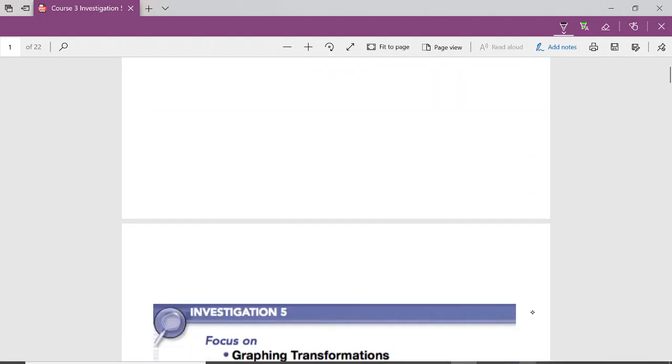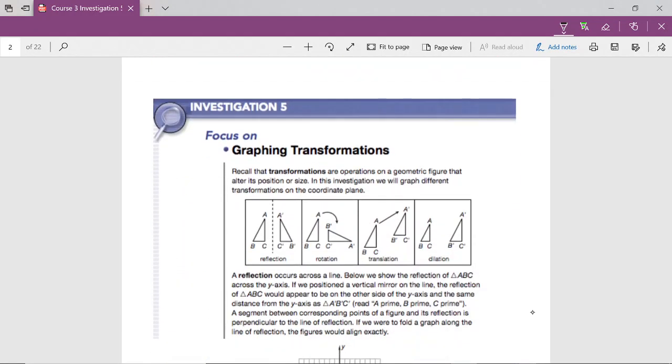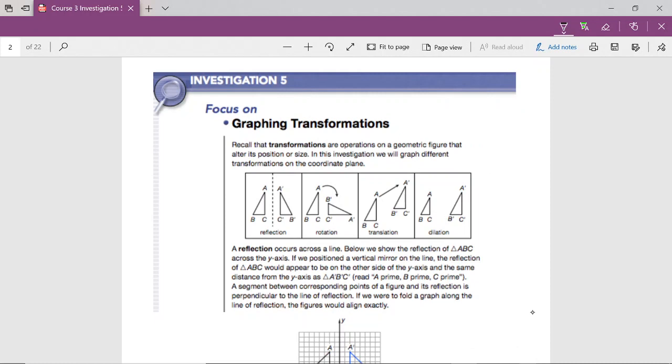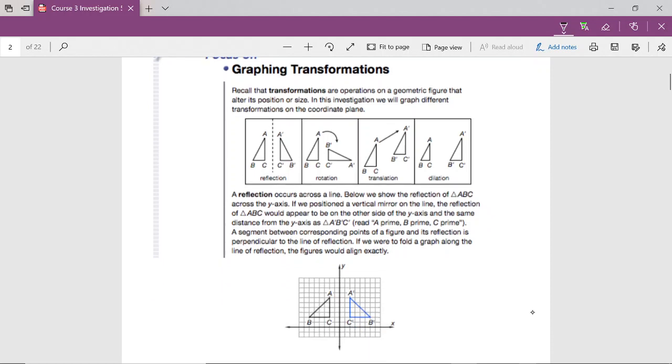Now, the other part of this is really just being able to take a figure and translate it. So let's dig into the investigation. It says, recall that transformations are operations on a geometric figure that alter its position or size. In the investigation, we'll graph different transformations on a coordinate plane. This is definitely one where you need to be using graph paper.